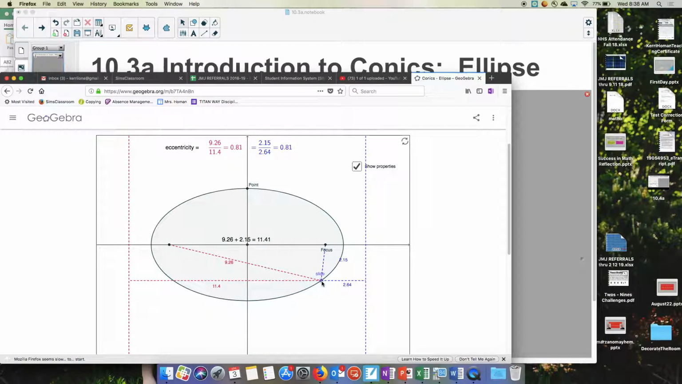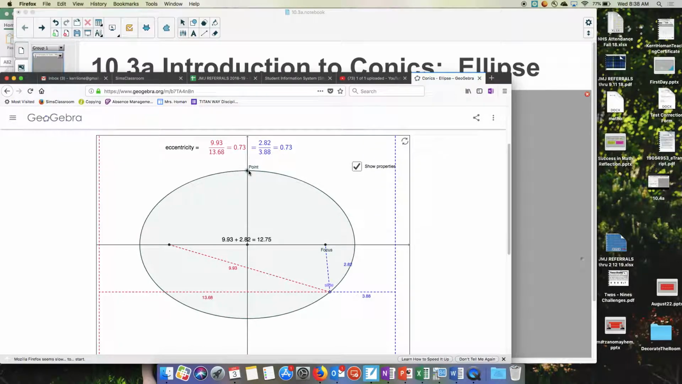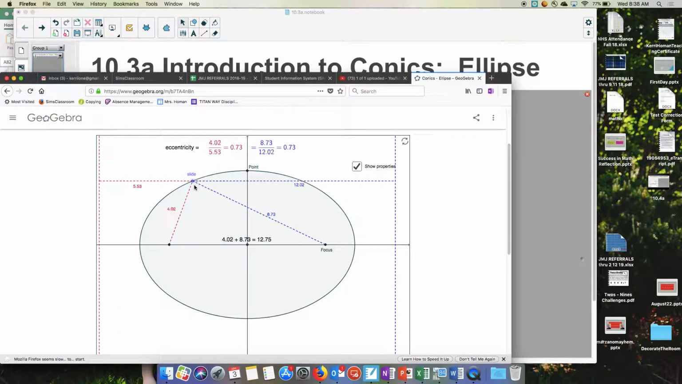I can make this ellipse look more circular or more oval shaped, more squished, and we're still going to have these two lines add up to be the same thing. That is the geometric property of an ellipse. And I wanted to be able to show you that using something that you can actually do yourself, which is why we did the dental floss activity.